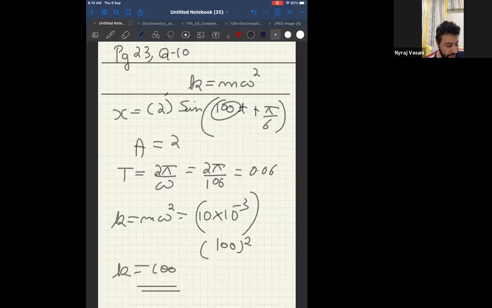Come to page number 27. Can you see concept application is exercise 3? One minute. In that, question number 8 is your next homework. So page number 27, question number 8 is your next homework.